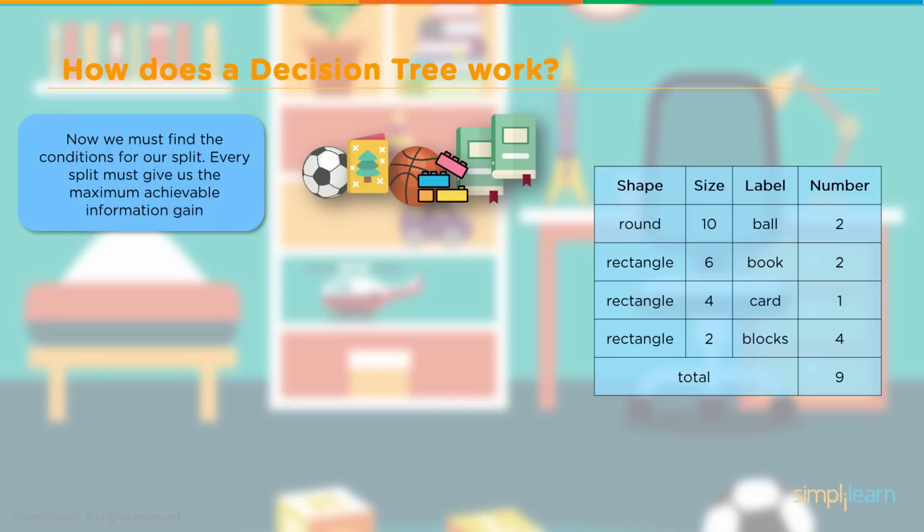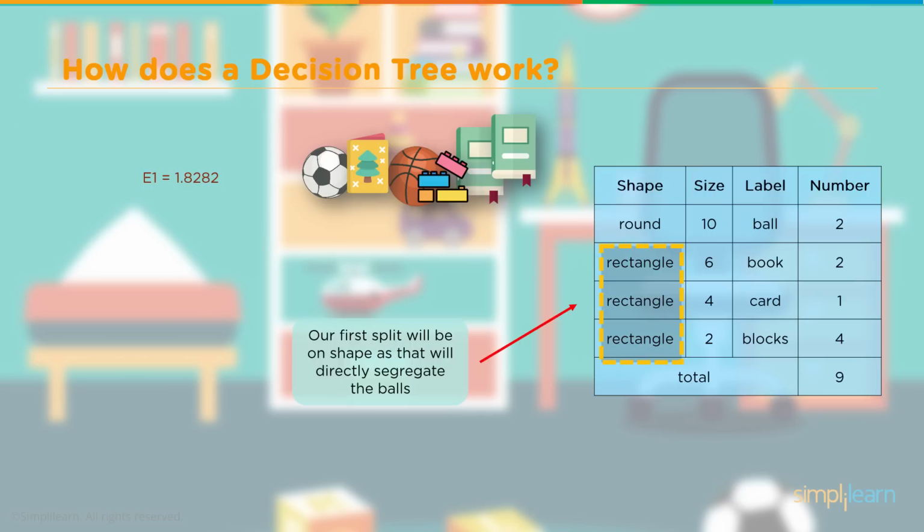Well, now we must find the conditions for our split. Every split must give us the maximum achievable information gain. And so we have our first entropy value, 1.8282, and it turns out when you compare all the different individual entropy values for the balls, the books, the cards, the blocks, the rectangles, you find out that the biggest split is going to be in the shape. Our first split will be on the shape that will directly segregate the balls out, so it splits up a huge group from the other.